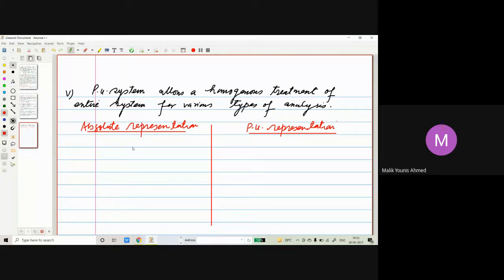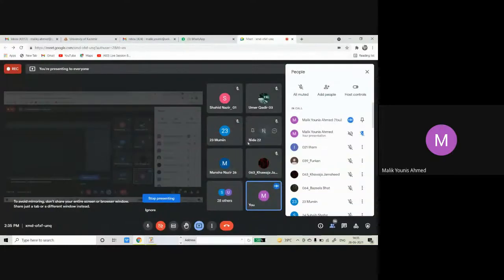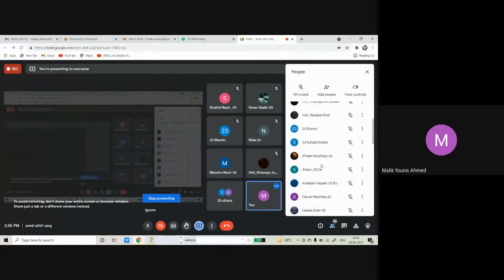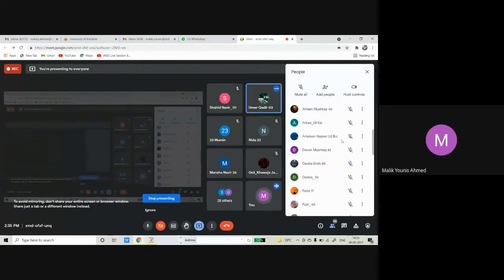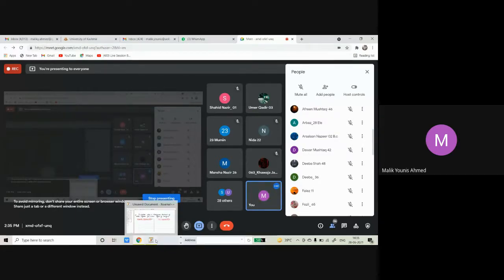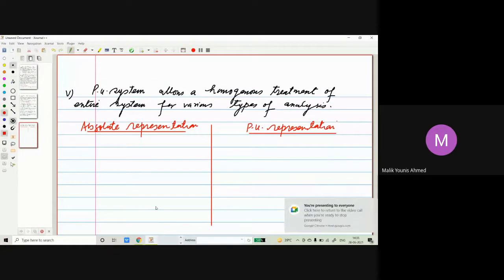Roll number 3, Umar. Roll number 3 is there? Yes, sir. Can you tell me one difference? What is the main difference between absolute representation and per unit representation?